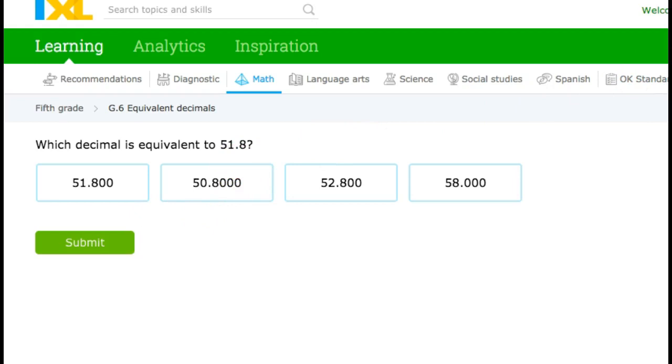So we look at the next one, and the next one says, which decimal is equivalent to 51 8/10? Well, when comparing them, let's start with left of the decimal first. There's 51 the same. 50 is different, so we know that's not it. 52 is too big, that's not it. And this is 51, so we really only have one choice here, and that's the 51 8/100.